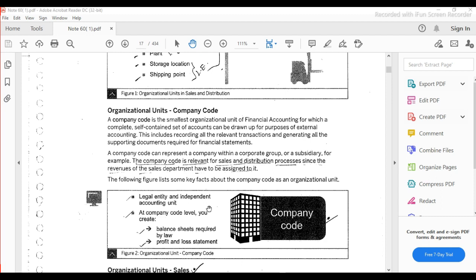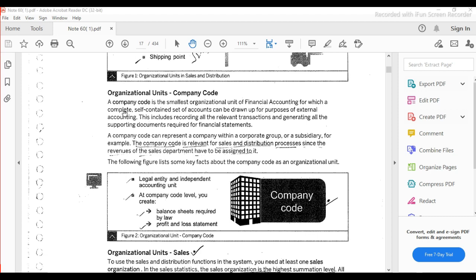At the company code level we generate all kinds of documents required for generating reports and financial statements. At company code level we need all kinds of transactional documents required for generating the financial statement. So this is the company code level. The company code is the highest organization unit on the financial side. It is a legal entity and an independent accounting unit.